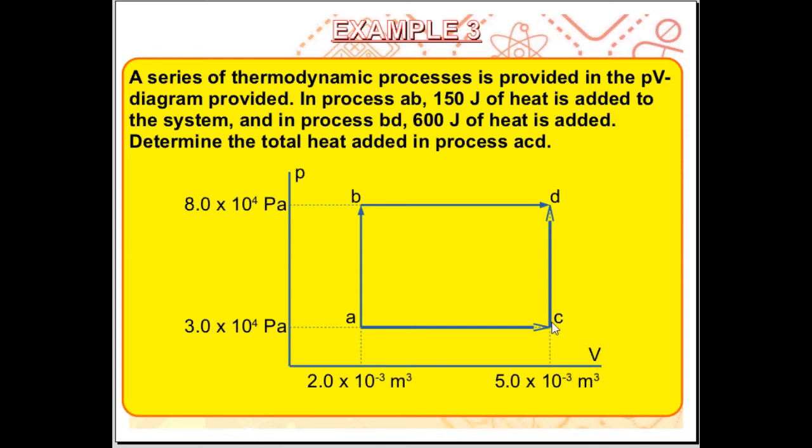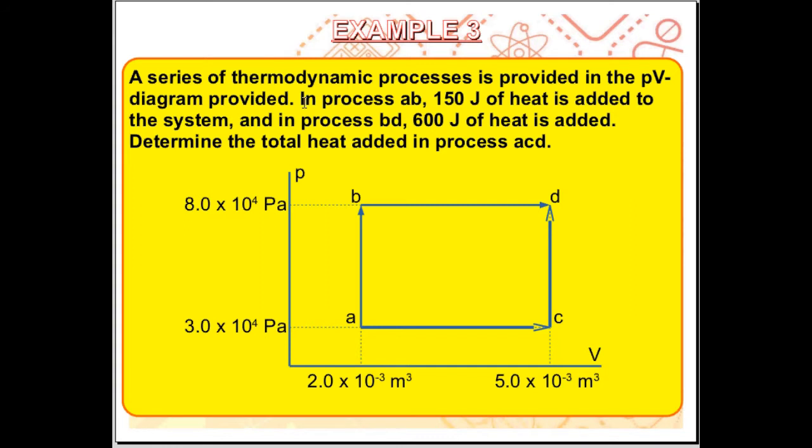State C, the volume of the system is 5 times 10 to the negative 3 cubic meter. The pressure is 3 times 10 to the 4th power Pascal. And finally, state D, the pressure is 8 times 10 to the 4th power Pascals, and the volume of the system is 5 times 10 to the negative 3 power cubic meter.